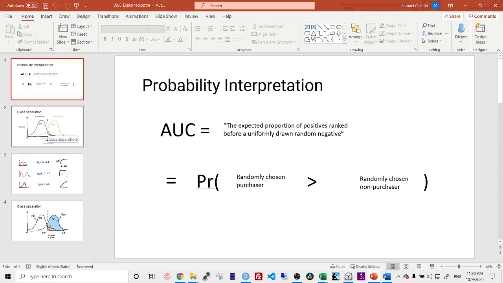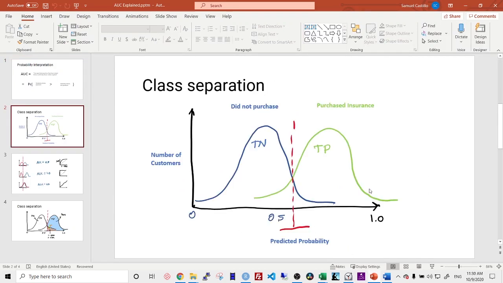First of all, what is AUC? If you were to look at a graph like this, where the predicted probability was on the x-axis and the number of customers was on the y-axis, you would see two groups. Those who did not purchase, who generally had a lower predicted probability, and those who did purchase, who would generally have a higher predicted probability. If the model is doing a good job, these two groups will be far apart.